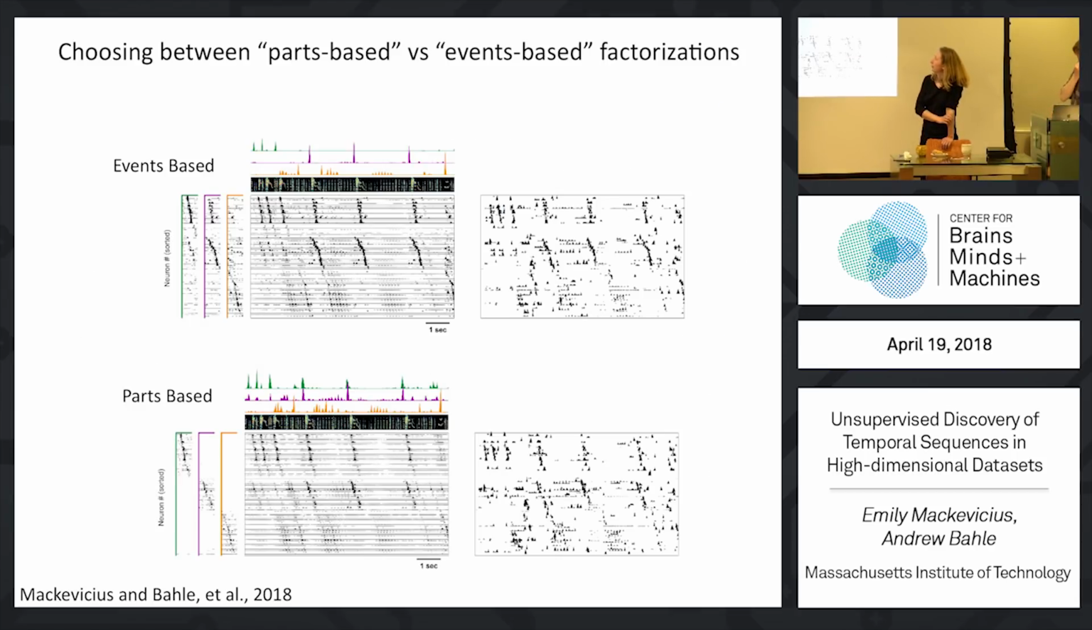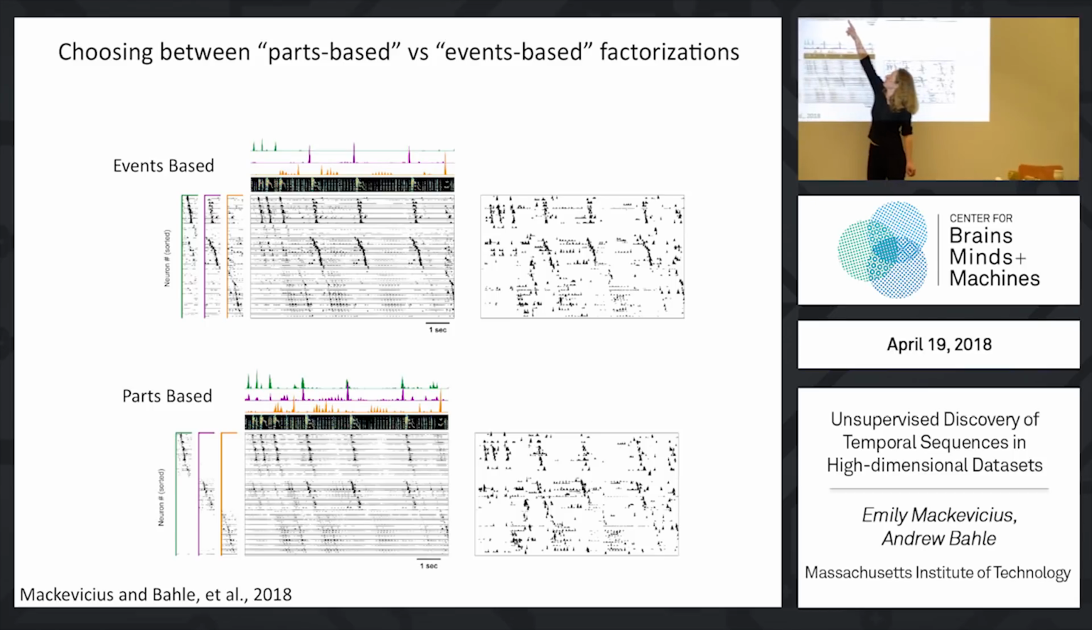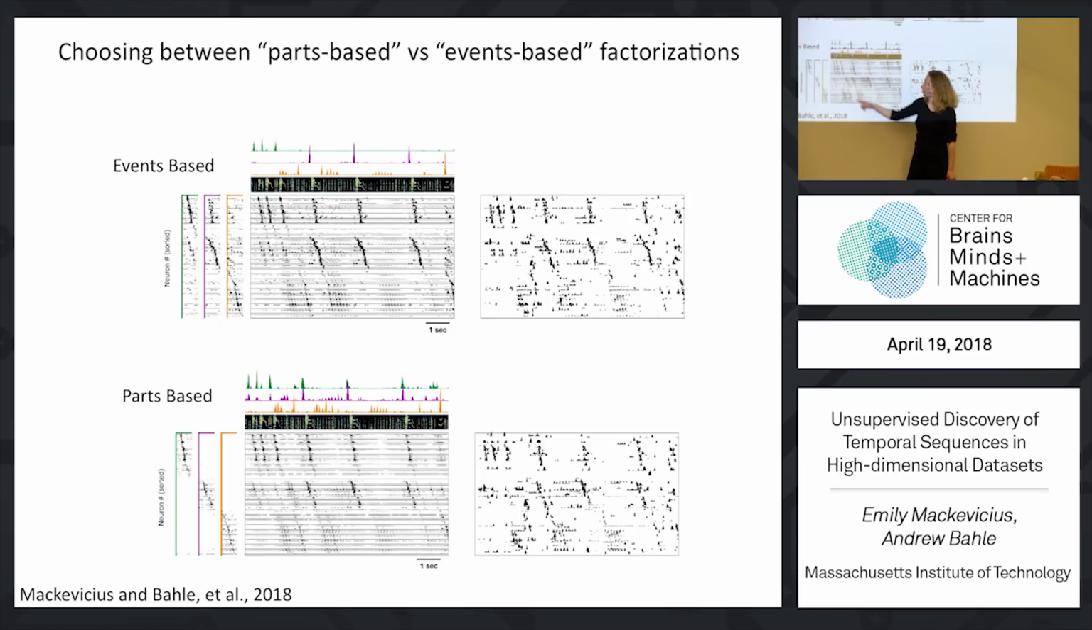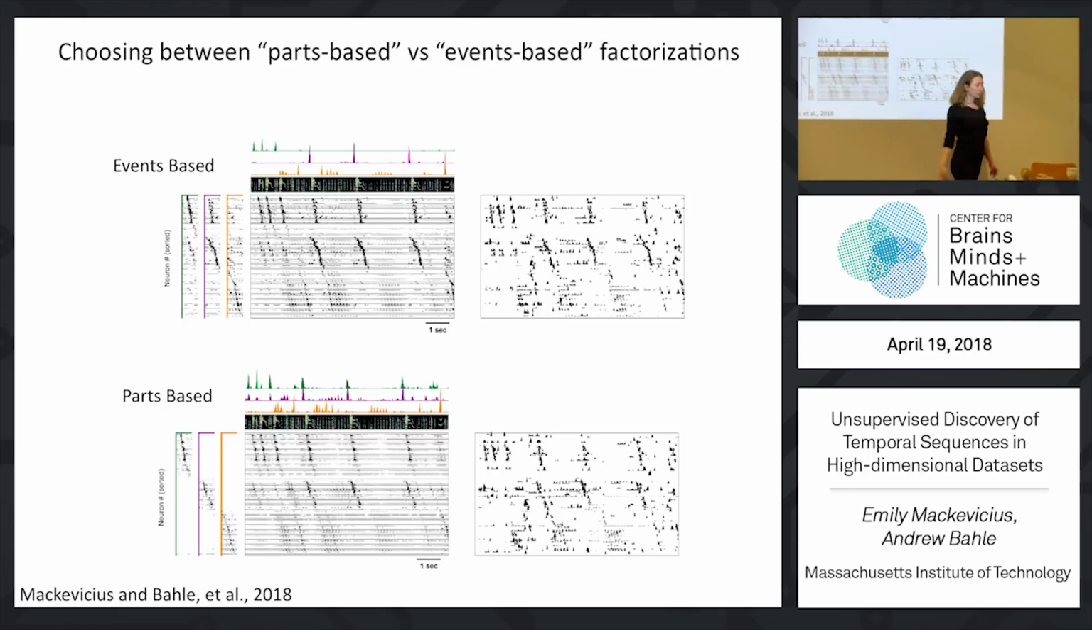And I tried this on my data that I showed you. You can get event-based, so you can see these H's are very uncorrelated. This would be great for correlating with the song, to see which happens at which syllables. The parts-based, this would be great for clustering the neurons into groups. But these traces are still correlated with each other.